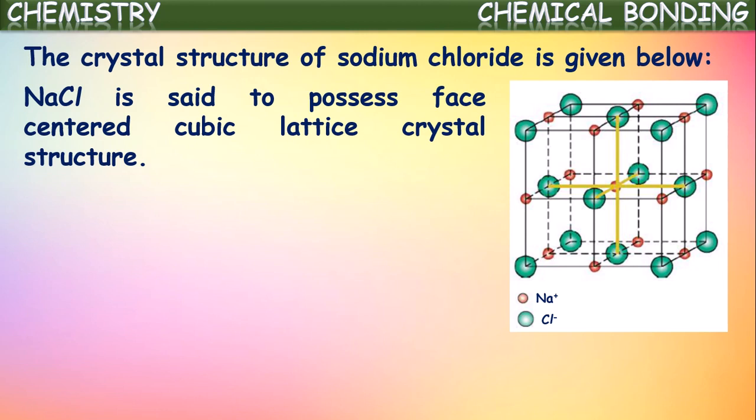NaCl is said to possess a face-centered cubic lattice crystalline structure. Face-centered means, suppose it is a crystal of sodium chloride. In this, if you observe, at the center of the face there is one Cl- ion, and it is surrounded by 6 Na+ ions from all the directions. At the left side one Na+ ion, at the right side one more Na+ ion, up and down, totally 4 Na+ ions in the same face, and on the back side of this there will be one Na+ ion, and the front side also there will be one Na+ ion.